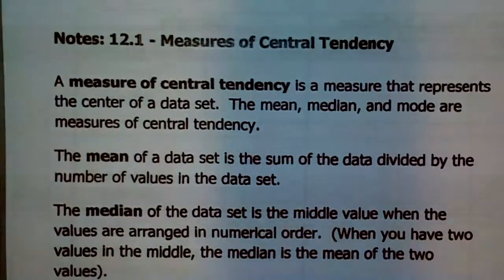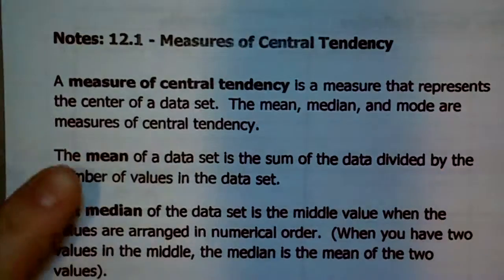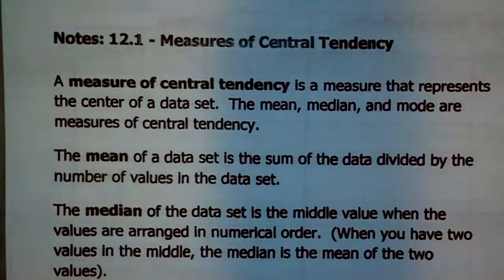Those words might sound new, but I'm sure the words mean, median, and mode do not sound new to you. You've heard them before. Well, mean, median, and mode are measures of central tendency. It's just a measurement that represents the center of the data. The mean of the data set is the sum of the data divided by the number of values in the data set. So you add them all up, divide by how many you added.